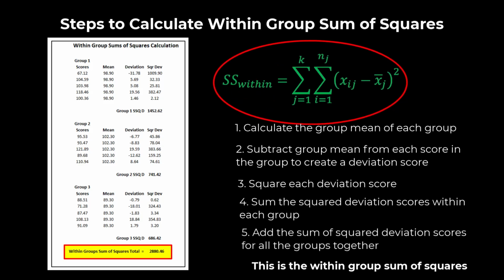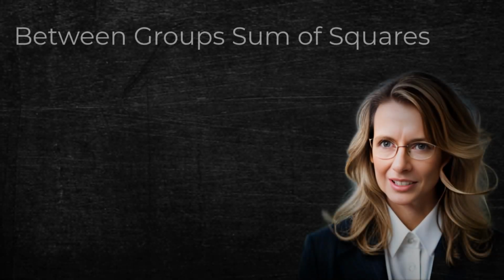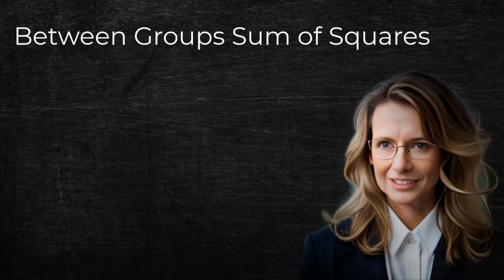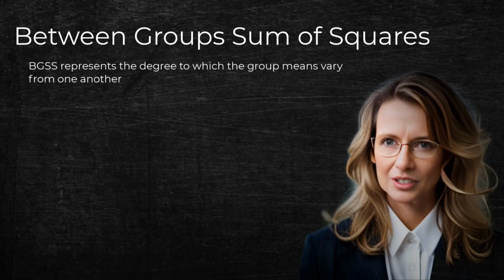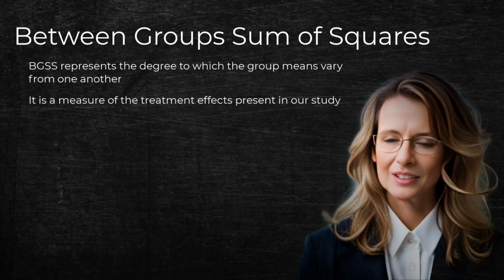By combining the sum of squares calculated within each group across all the groups in the study, the within groups sum of squares becomes a more precise estimate of error than any of the individual groups alone would be. Finally, we will calculate the between groups sum of squares. The between groups sum of squares represents the degree to which the group means vary from one another. This is a measure of the treatment effects present in our study.